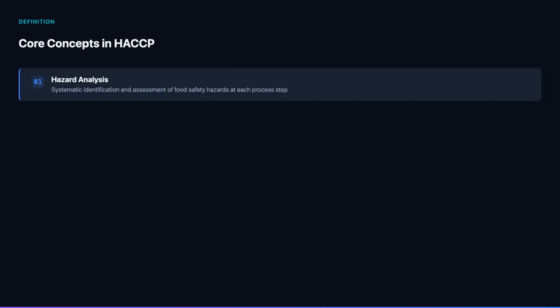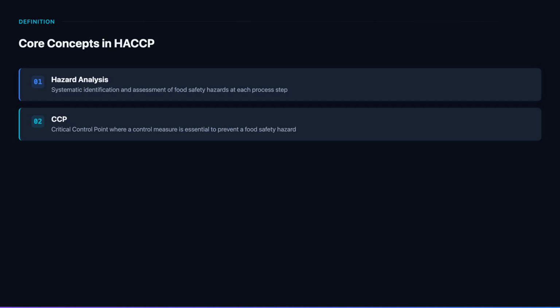Hazard analysis is the foundation of every HACCP plan. It systematically examines each step of the food production process to identify what biological, chemical, and physical hazards could be present and how significant each is. A critical control point is a specific process step at which a control measure can be applied to prevent, eliminate, or reduce a significant food safety hazard to an acceptable level, and it is identified through the application of a decision tree.